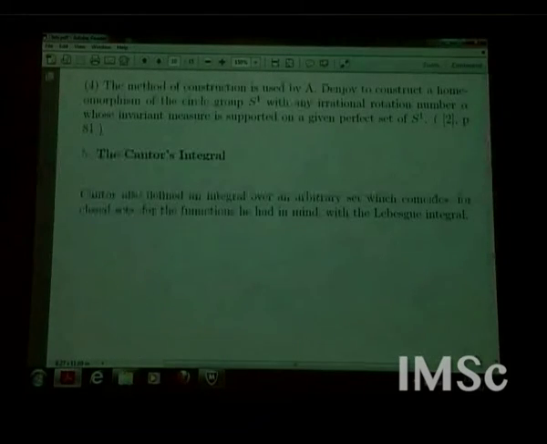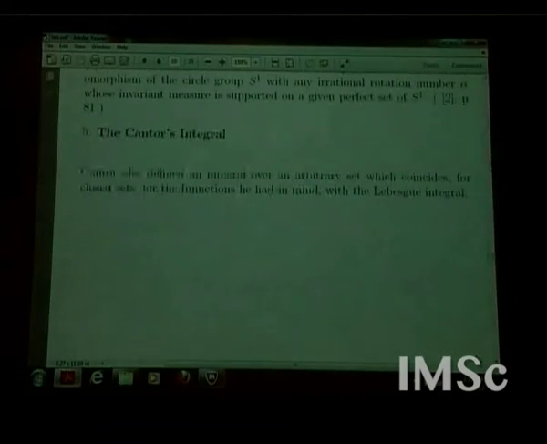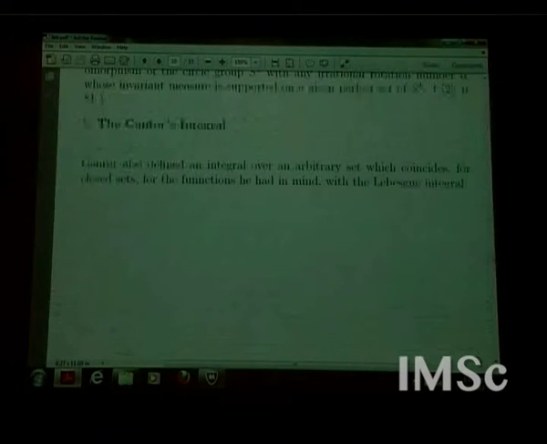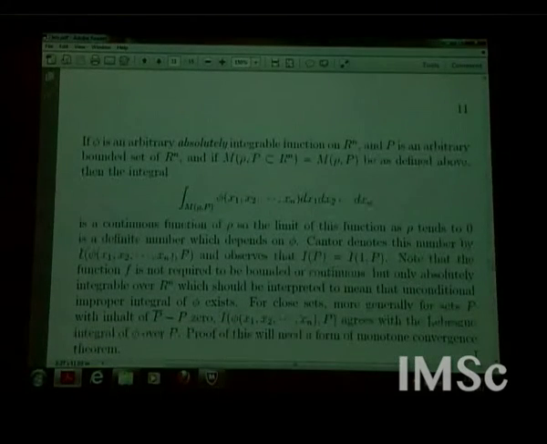Now, in Cantor we also find an integral, very nice. Cantor also defined an integral over an arbitrary set, not just intervals. You can have a Riemann integral and integrate on an interval, but he defined it for closed sets, for functions he had in mind. It agrees with the Lebesgue integral. And with this theorem, one can develop the Lebesgue integration.